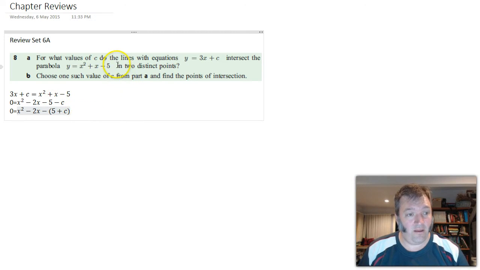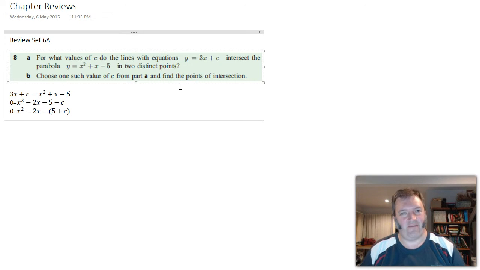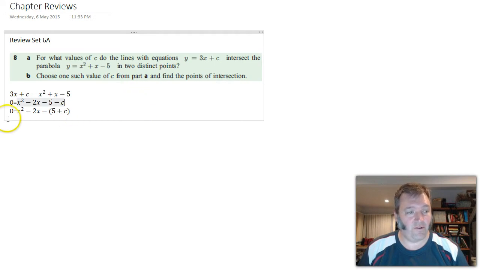Alright. Next bit, two distinct points. What do we know? A parabola is going to give us two answers. Two distinct points. The discriminant is going to be greater than 0, so there'll be two roots. So I should be able to ensure that the discriminant for this one is greater than 0. So let's go ahead and do that now.